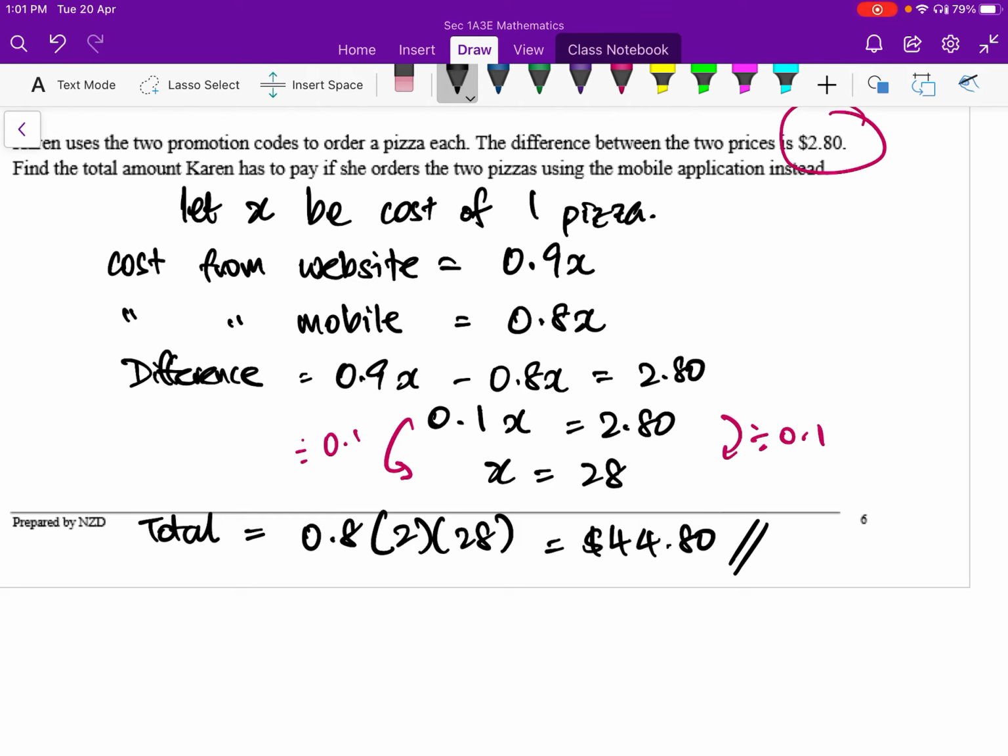Sorry? Why can't a pizza cost 28? What if it is more? If it is more, then it's more, pay more.